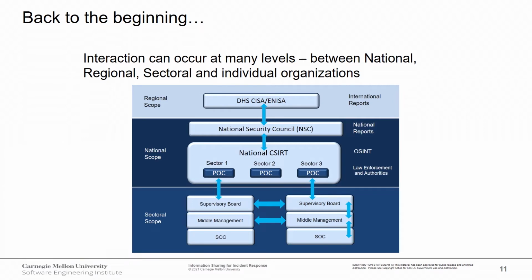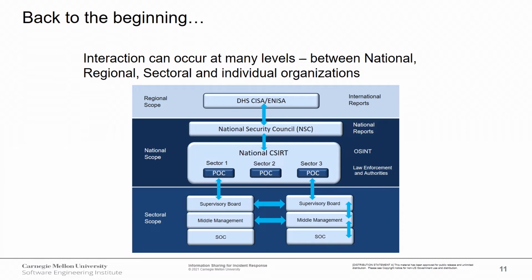There are a lot of organizations. There are a lot of different levels, and there are a lot of interactions. So we have sort of a regional level at the top, and then a national level, and then you have the sector level, and then beneath that, you have individual organizations, private sector organizations, corporations, et cetera, et cetera. And the unique thing about a sector CSIRT is that it really interacts with all of these things, right?